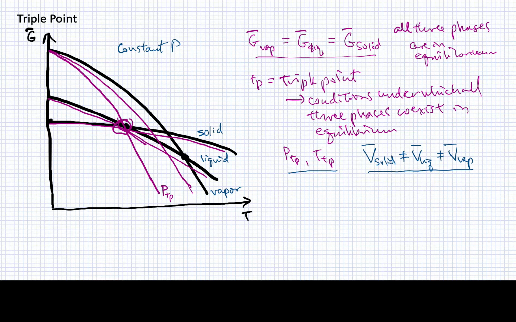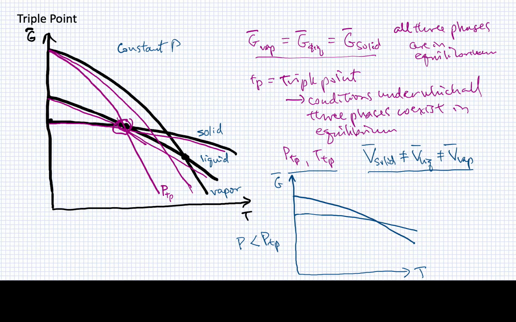Now I want to look at one further thing with this, and that is, what if we have a case where the pressure is below the triple point pressure? So we're looking at a constant pressure that is below the triple point pressure. Again, I'm going to graph the Gibbs energy of the phases versus temperature. In this case, I'm going to have the solid curve coming across like this, a liquid curve coming across like this, and the vapor curve coming down like this. Let me label these: this is the solid, this is the liquid, and this is the vapor.